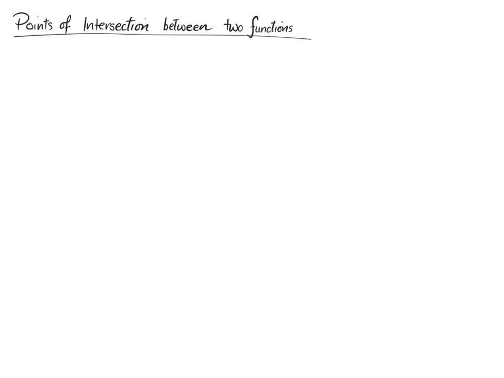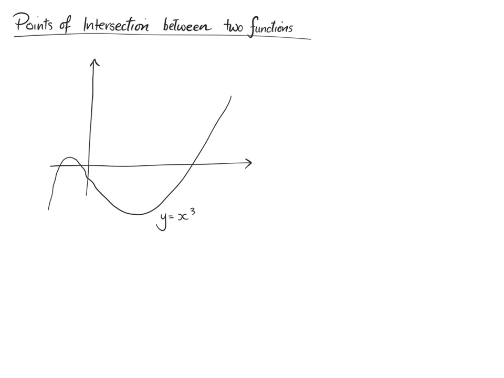Okay, so we are looking at the point of intersection between two functions. We have two functions and we want to find the points of intersection, so where they meet each other. For example, a function like y equals x cubed minus 17x minus 25, and then we have another function. This could be a polynomial, but more often it will be a straight line, and we've got y equals 2x plus 5.